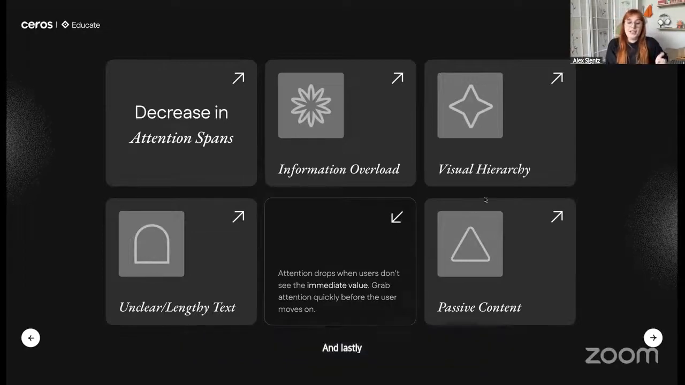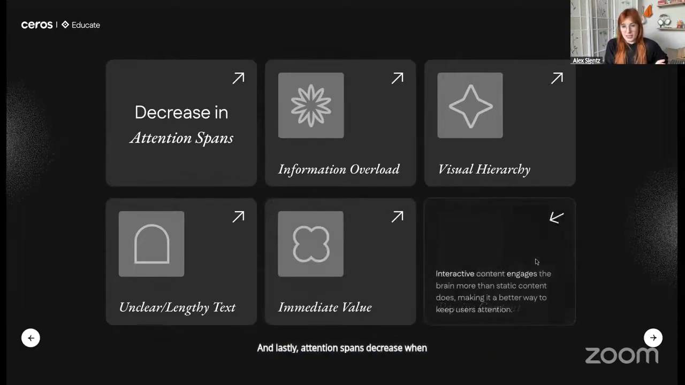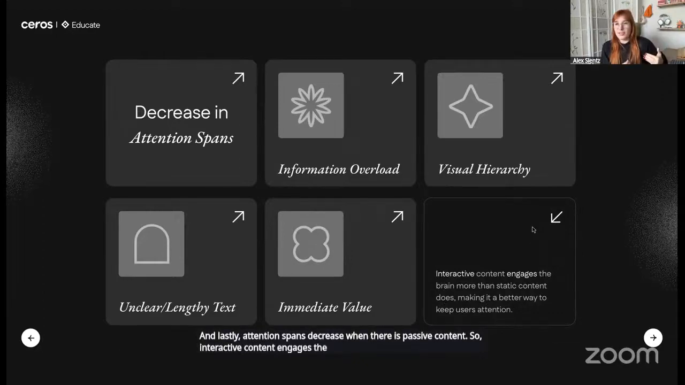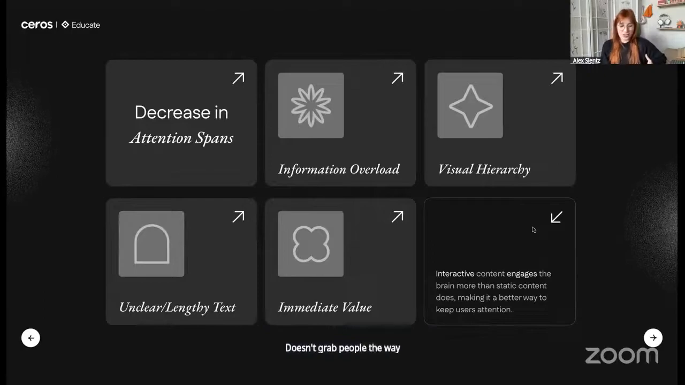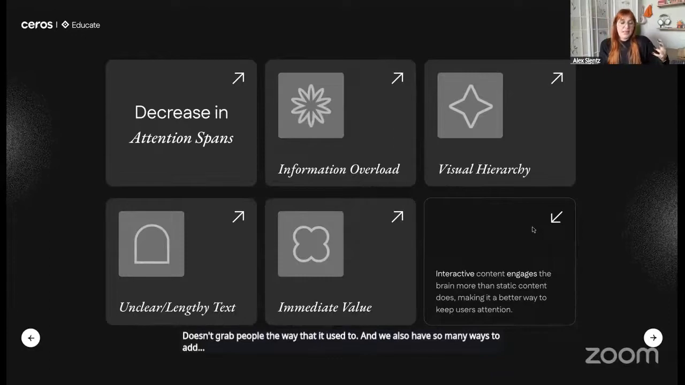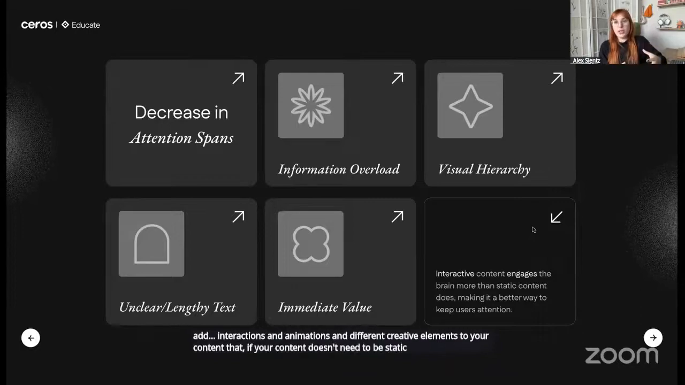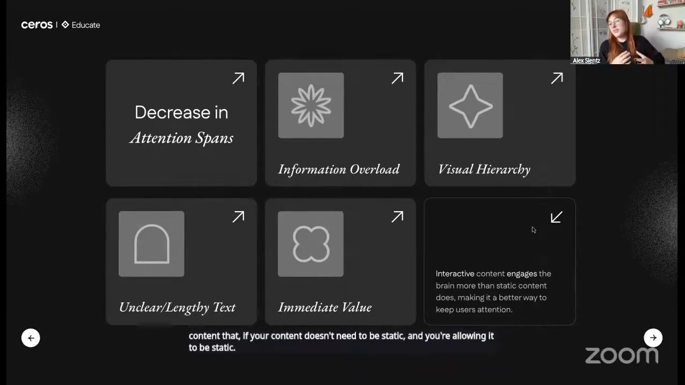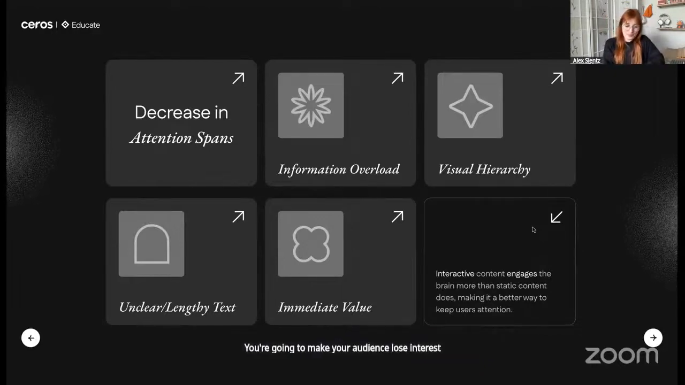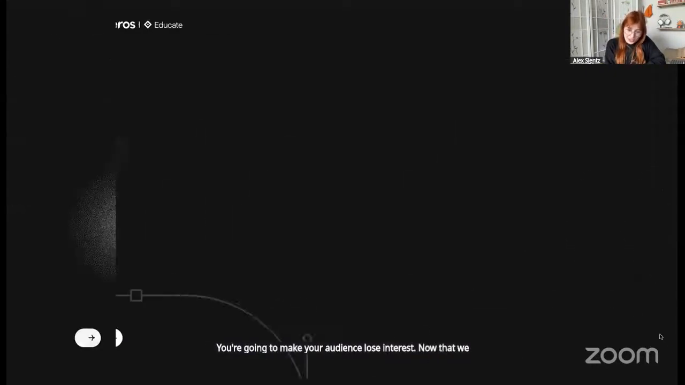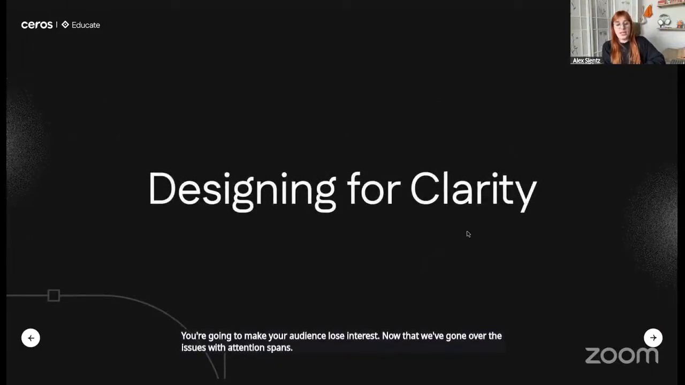And lastly, attention spans decrease when there is passive content. So interactive content engages the brain a lot more than static content does. Static content just doesn't grab people the way that it used to. And we also have so many ways to add interactions and animations and different creative elements to your content that if your content doesn't need to be static and you're allowing it to be static, you're going to make your audience lose interest.